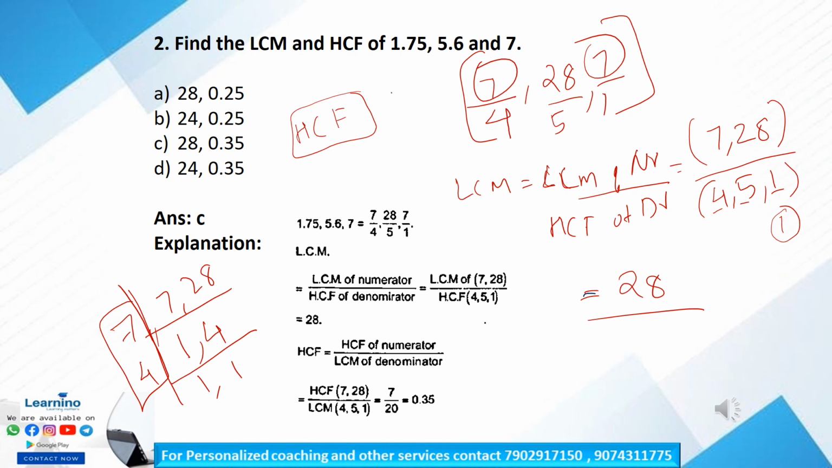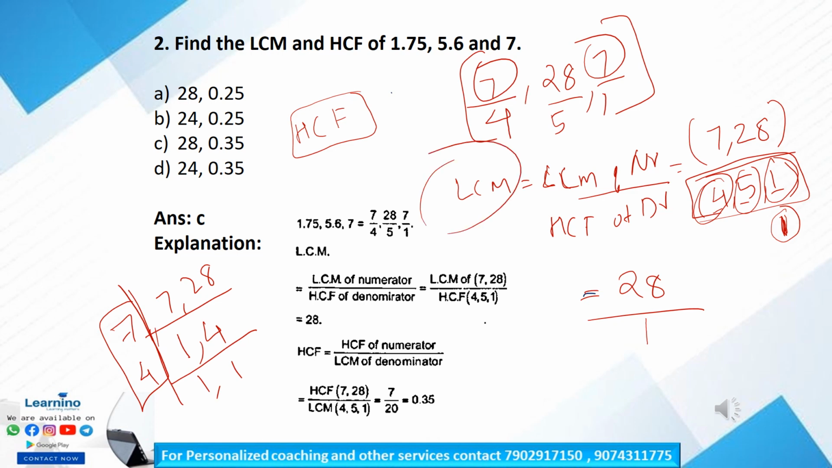By taking 4 as an example, 5 cannot be divided by 4 and it cannot be divided by 1. But by taking 1, we can say the common number that divides each of 4, 5 and 1 is 1. So the highest common factor is always 1 for these numbers. So the HCF of the denominators 4, 5 and 1 is 1. Okay, so 28 by 1 is the LCM.